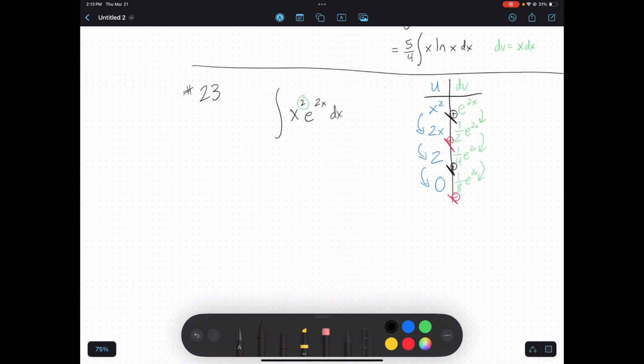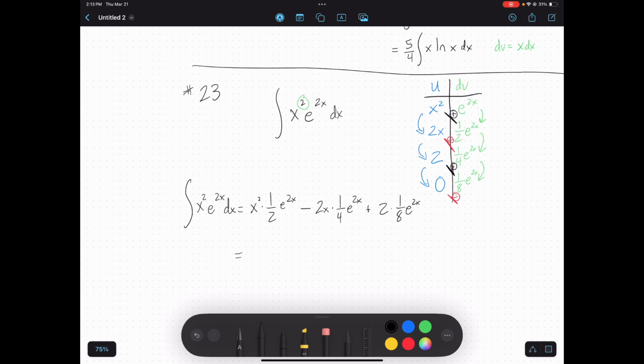Okay. This leaves me with the integral of x squared e to the 2x dx is equal to x squared times 1/2 e to the 2x. Notice how that one's positive. Minus 2x times 1/4 e to the 2x. Plus 2 times 1/8 e to the 2x.